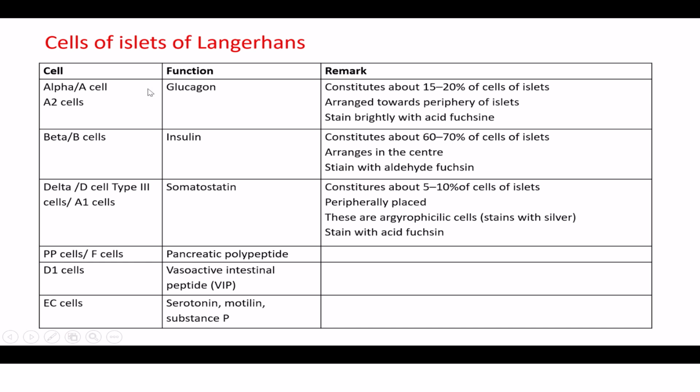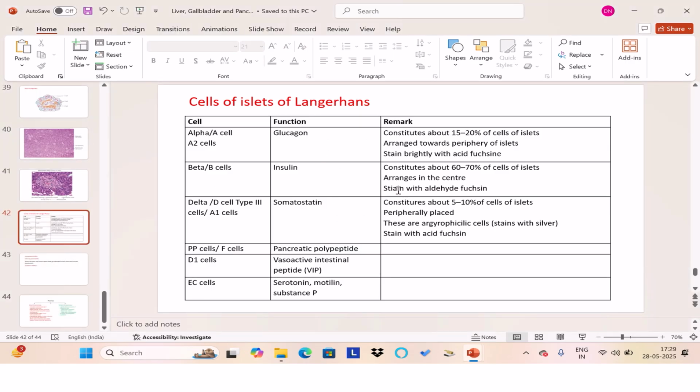So now if you see the different cells, alpha cells are A cells, otherwise called A2 cells. They secrete glucagon, constitute about 15 to 20% of the cells of the islets, are arranged towards the periphery of the islet, and stain brightly with acid fuchsin. Then beta cells or B cells secrete insulin, constitute about 60 to 70% of the cells of the islets, are arranged in the center, and stain with aldehyde fuchsin.